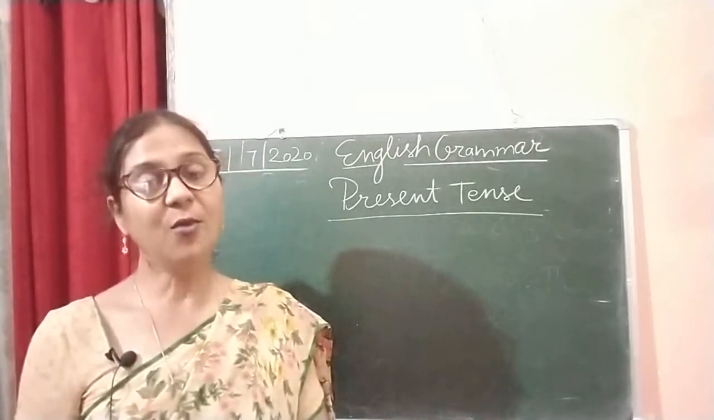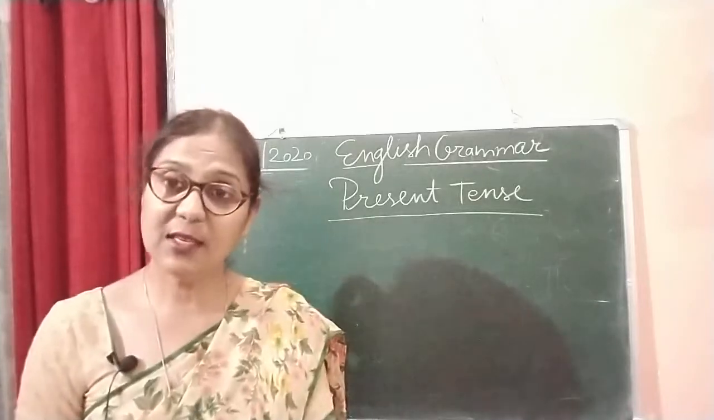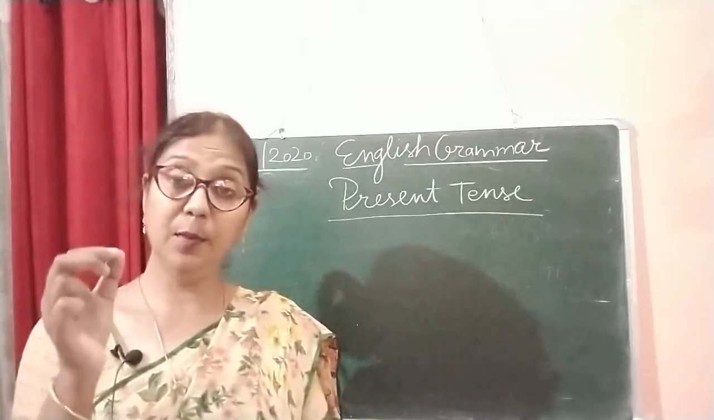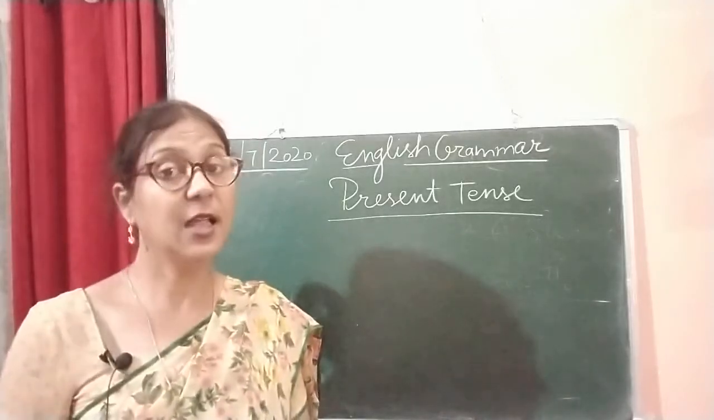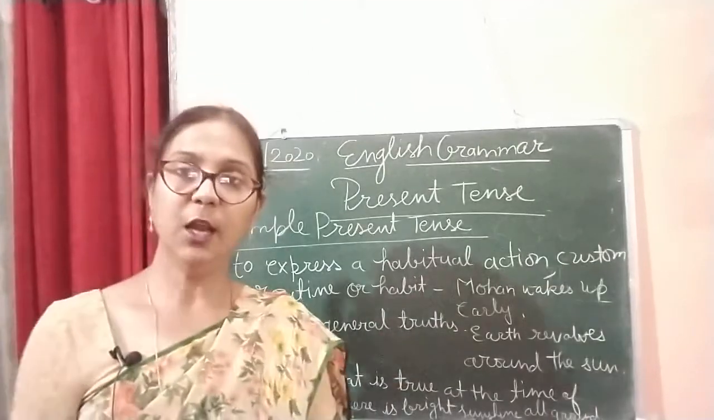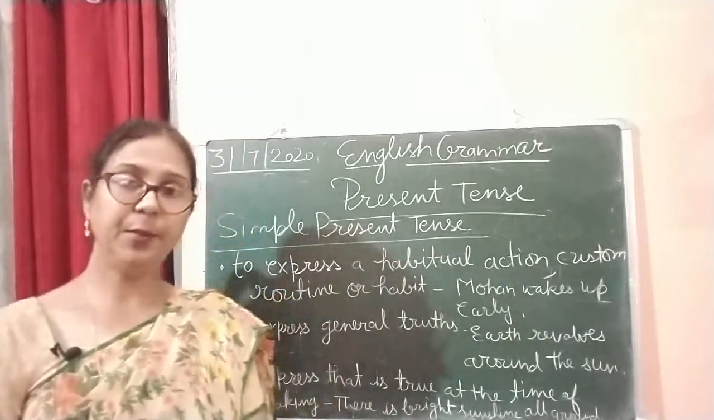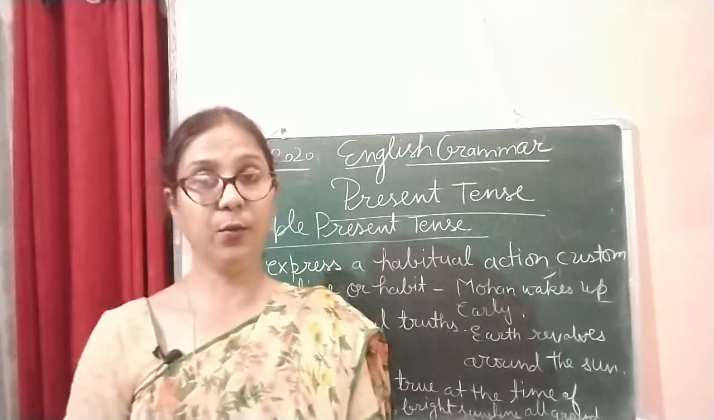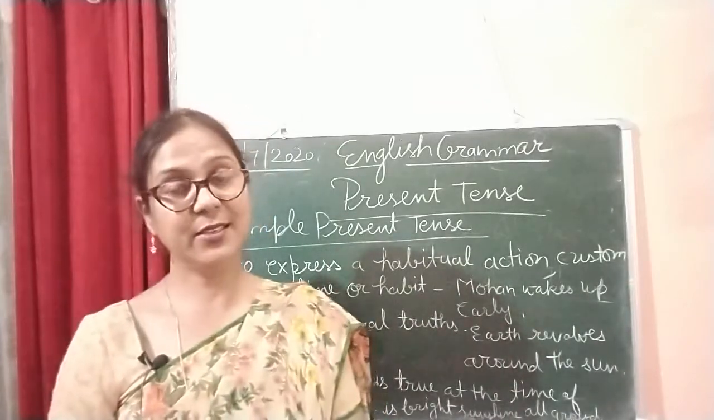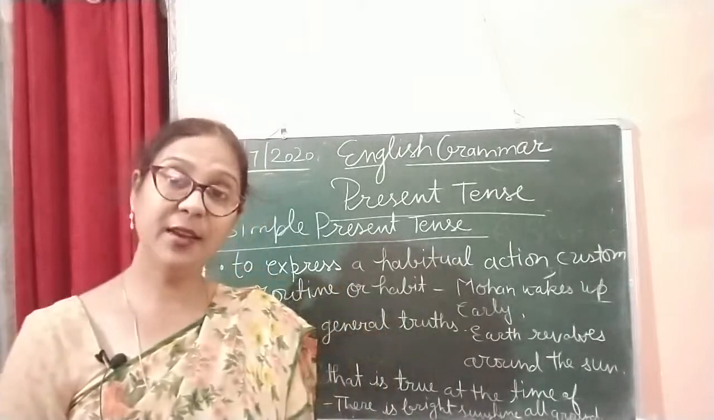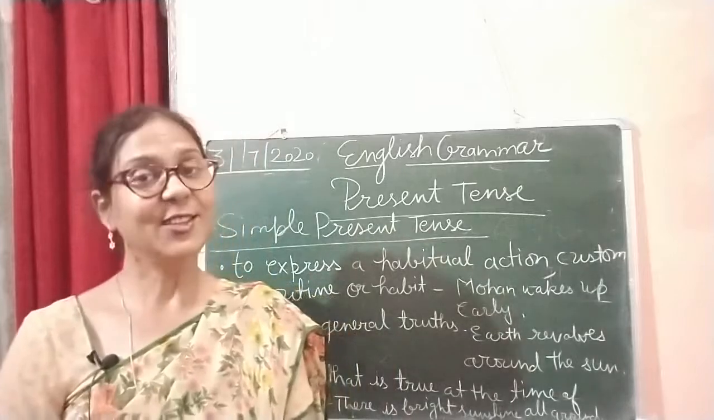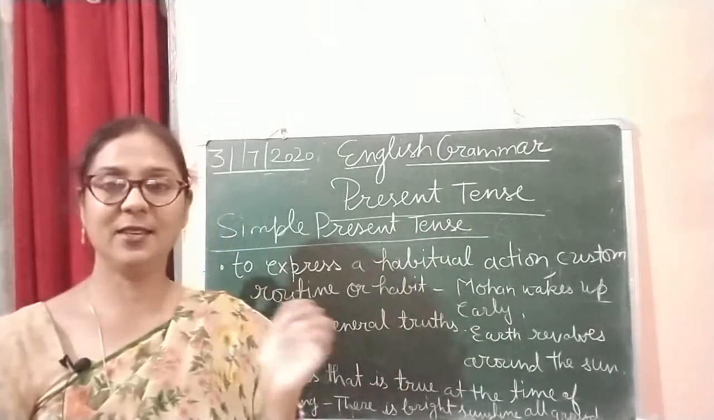So now how we are going to use this present tense, how we can show it, and what are the main points of this present tense, that we are going to study today. Now first of all, I would like to tell you that present tense is divided into four parts. First is simple present tense, second is present continuous tense, third is present perfect tense, and fourth is present perfect continuous tense. So today we are going to study simple present tense.